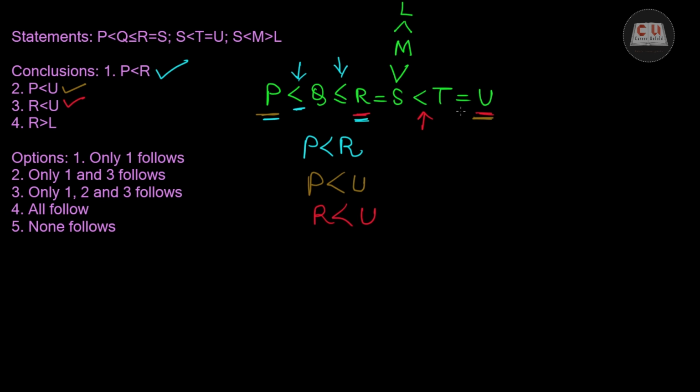And finally R and L. Now every time you don't need to write the statement once again, just visualize it from over here. R is equal to S is less than M is more than L. So we have two opposite signs. So this one is not going to follow. Okay. So the answer overall is going to be 1, 2 and 3 follows. Which one is that? Option number 3.